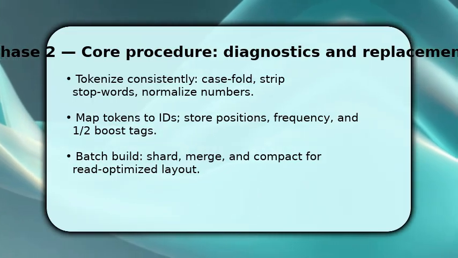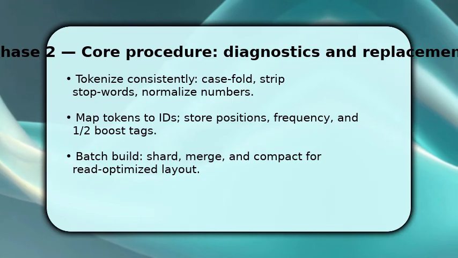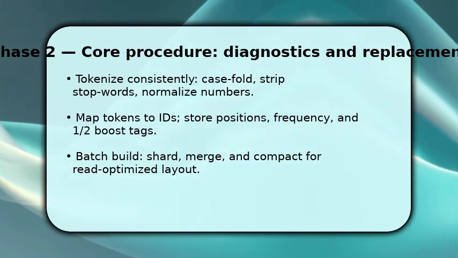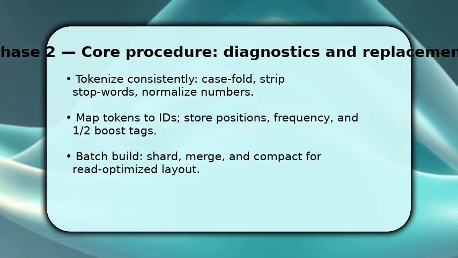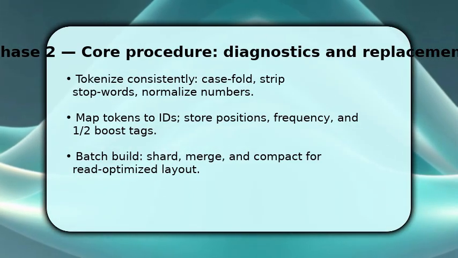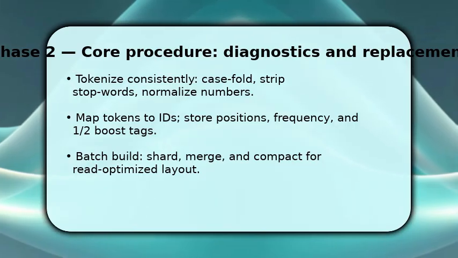Next, batch build using sharding and parallel merges. Compact segments into a read-optimized layout to reduce I/O. Make sure to validate intermediate indexes, and run a sampling query set to confirm relevance and latency.